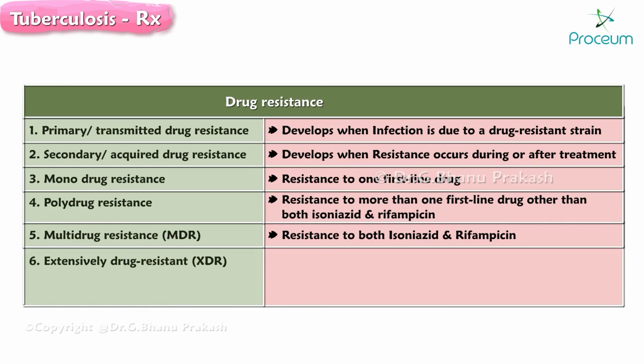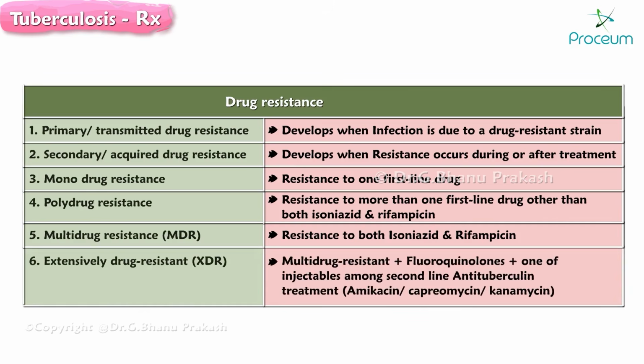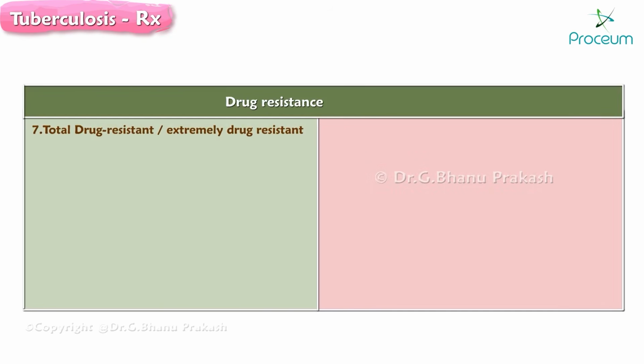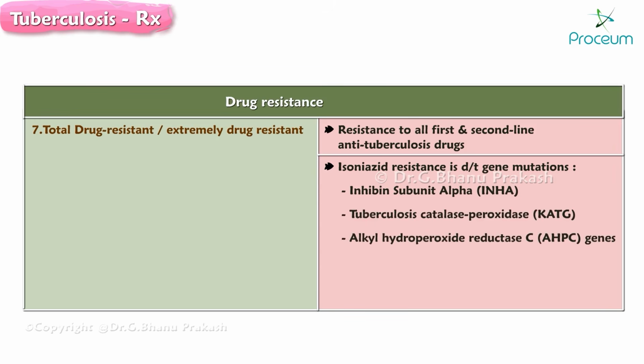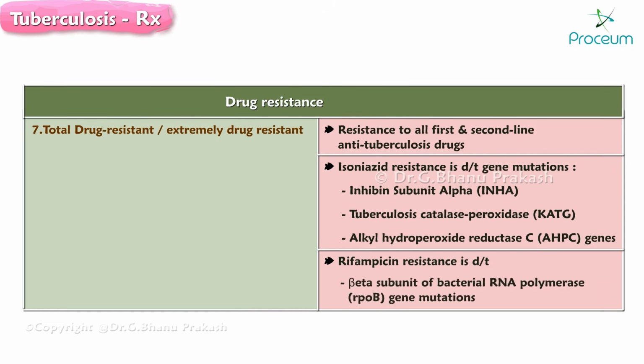6. Extensively drug-resistant is multi-drug resistant plus resistance to fluoroquinolones and one of the injectables among second-line antituberculosis treatment. 7. Total drug-resistant, or extremely drug-resistant, is resistance to all first- and second-line antituberculosis drugs. Resistance to drugs is due to gene mutations. Isoniazid resistance is due to gene mutations of inhA, katG, and ahpC genes, and rifampicin resistance is due to mutations of the beta subunit of the bacterial RNA polymerase gene.